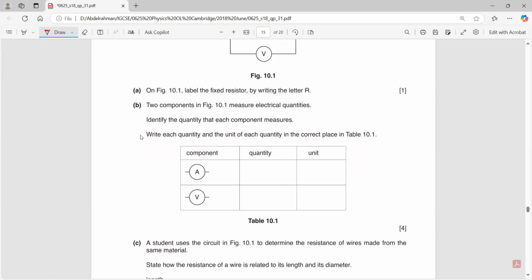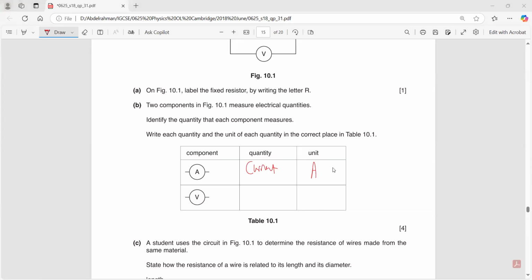What is the quantity? It is the thing you're measuring. Okay, I'm measuring current. What is the thing I'm measuring? This is the current. So the quantity is current. And the unit is amps or A. The unit is A or amps or amperes. Right?